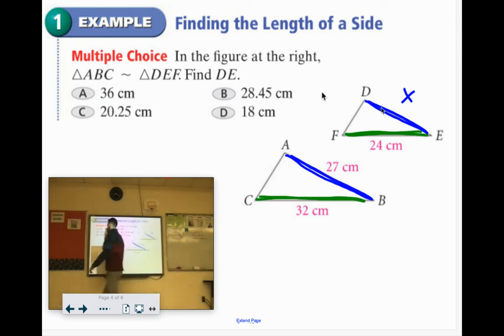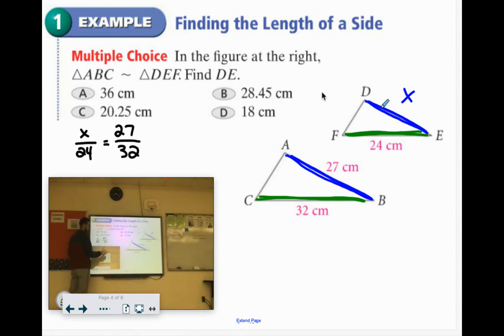So, one way you can set them up is, here's the way I would set this up. I would say x over 24 for my first fraction. Now look where I got those numbers. I did the top right side over the bottom side. So if that's the case, on the other fraction, I have to keep that same order. Top right side over the bottom side, which would make it 27 over 32. That's one way you can set it up.